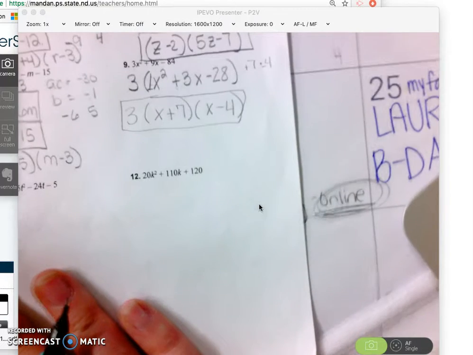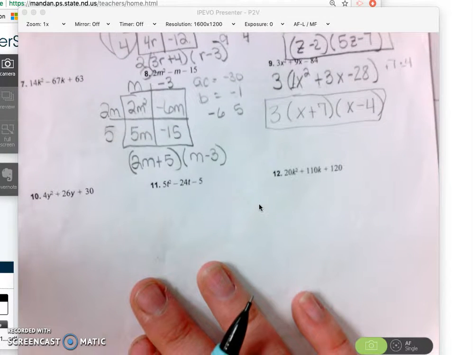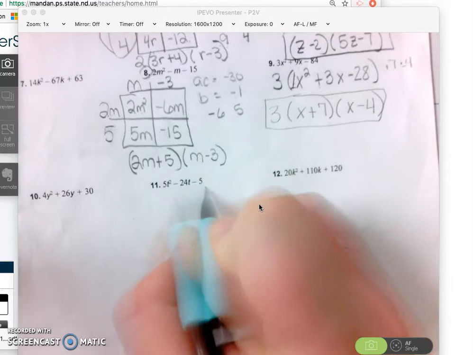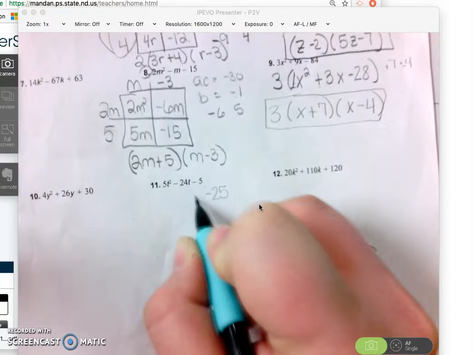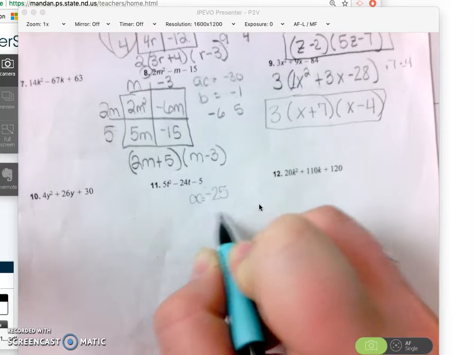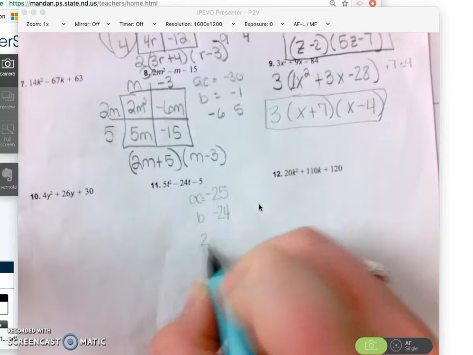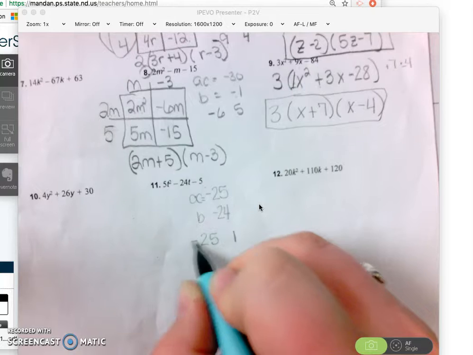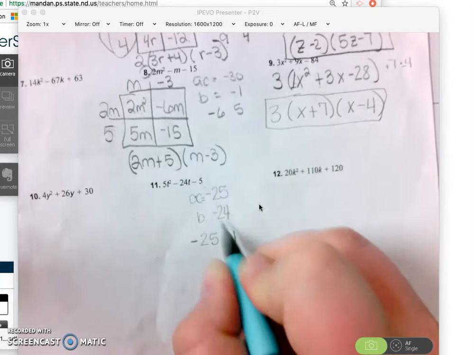Let's do 11. So factors of negative 25, so AC, that add up to negative 24. So let's do 25 and 1 multiplied together gets me negative 25, and added together gets me negative 24.